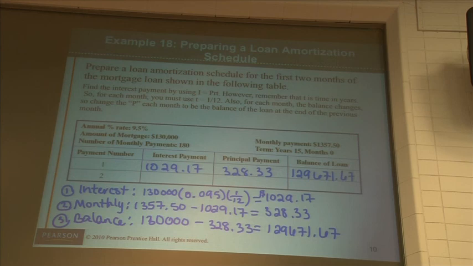And just for reference, that way you can try this for yourself, the next line in your notes should be 1026.57 for your interest. For your principal, you should be paying more for the principal on your next payment. So $330.93. And then your new balance, $1,293.40.